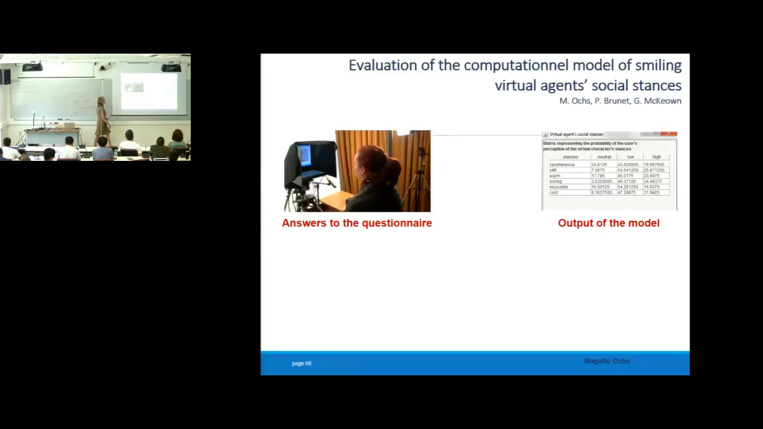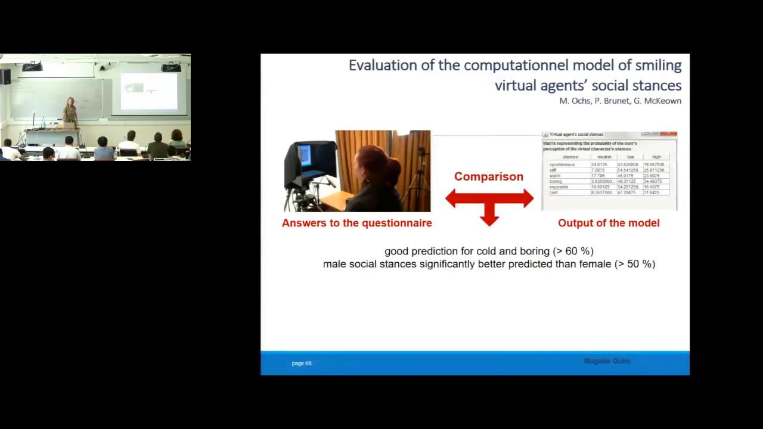After, for the evaluation studies, we looked at two things: the output of the models and how our models believe the users perceive the agent, and also how the users answered the questionnaires. And we do a comparison. What we found is that there was a good prediction for cold and boring for the agent. The male social stance was better predicted than the female.